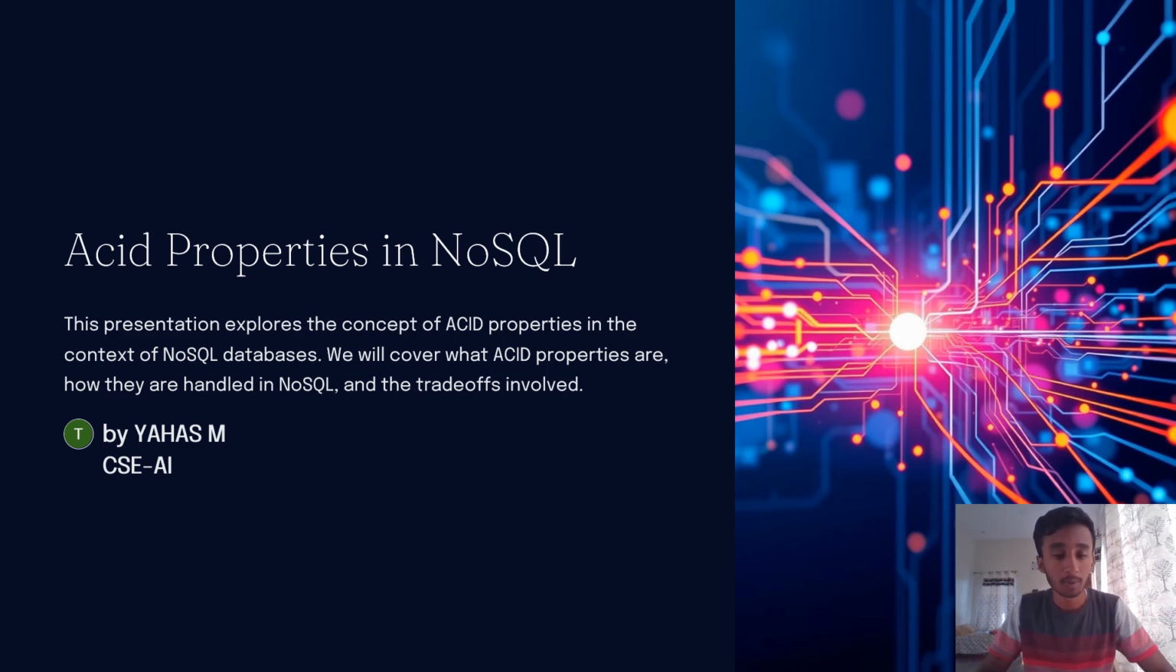Currently, I'm a student pursuing computer science, engineering, and artificial intelligence at Sri Venkateswara College of Engineering. Today, I'm here in front of you to provide you the basic information about the ACID properties in NoSQL. ACID is defined as: A stands for atomicity, C for consistency, I for isolation, and D for durability.